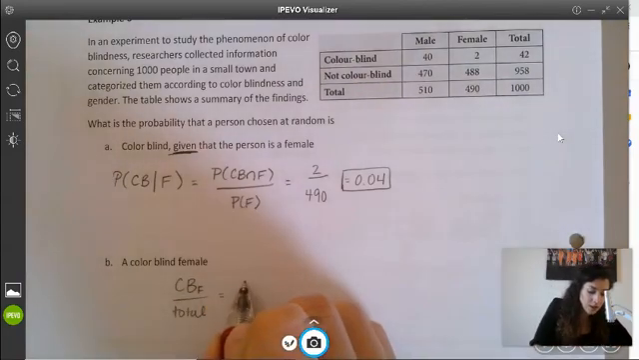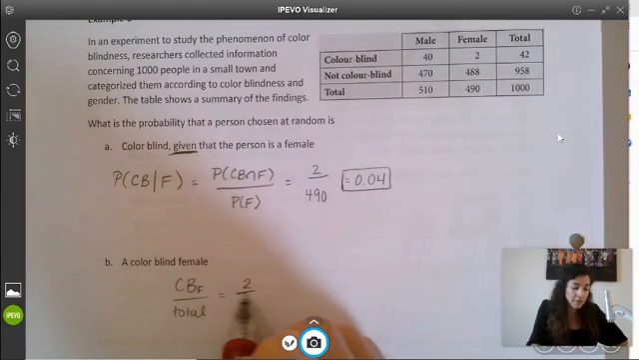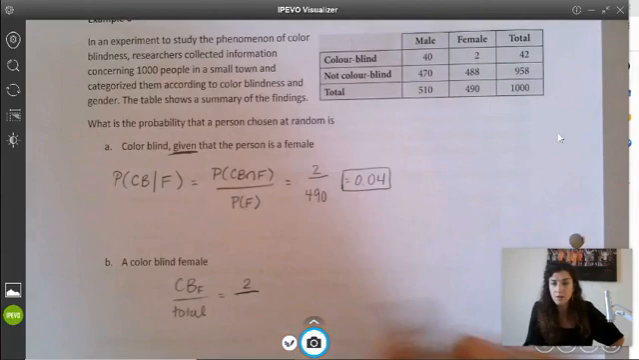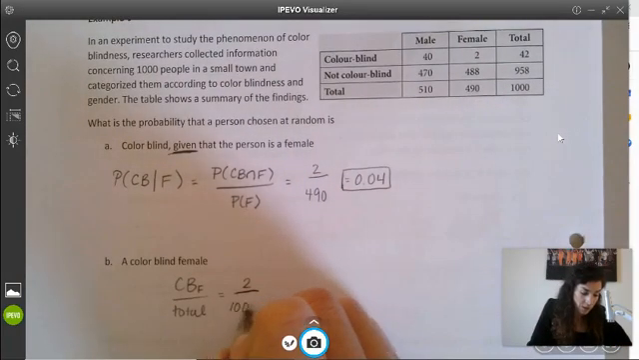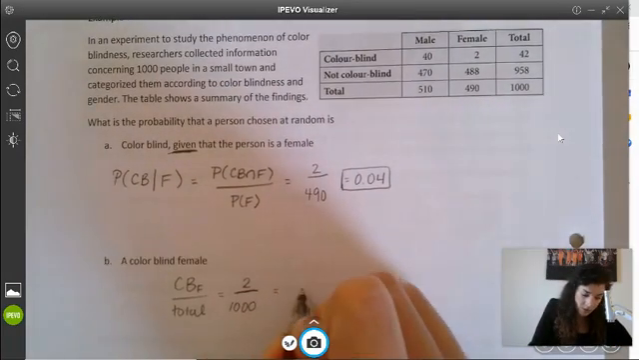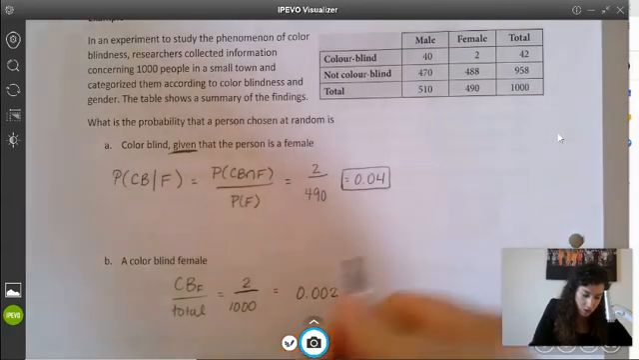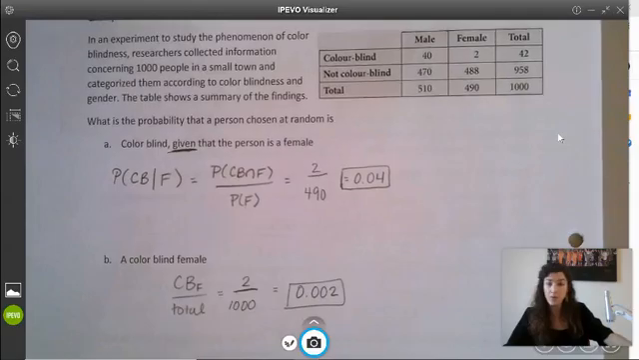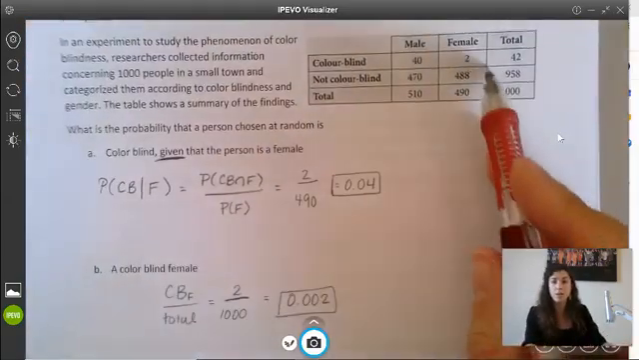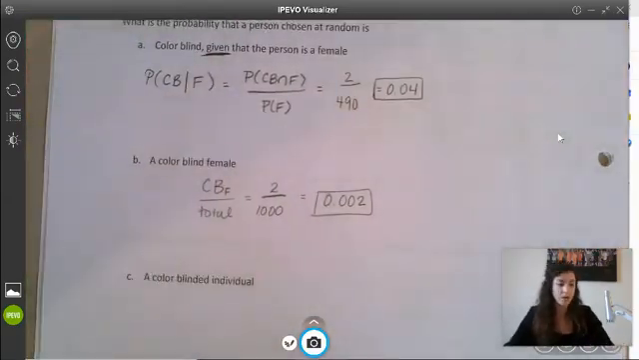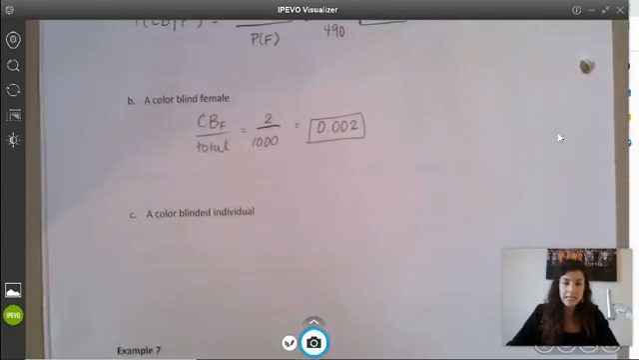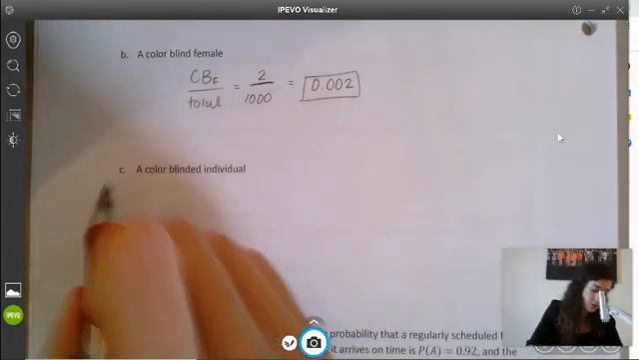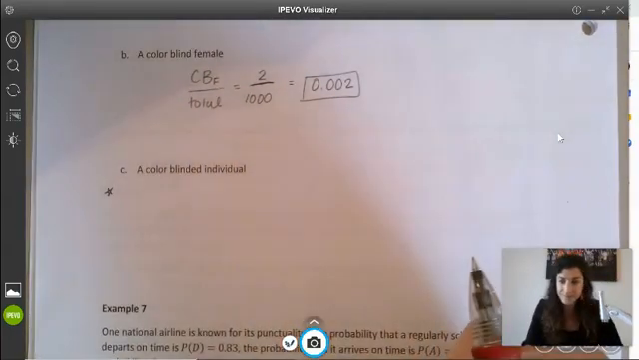So it's 2 still, but now we're not just looking at females, right? We're looking at everybody. So this is out of your grand total, which is 1,000. Dividing that out, 0.002. Less than 1% of those people that you looked at were colorblind females. What about a colorblind individual? See if you can do this one on your own.